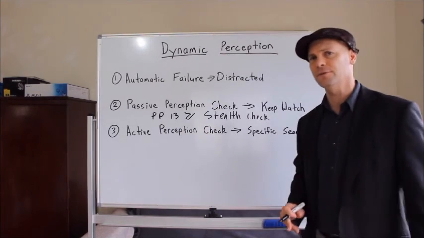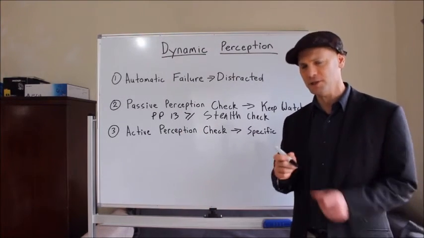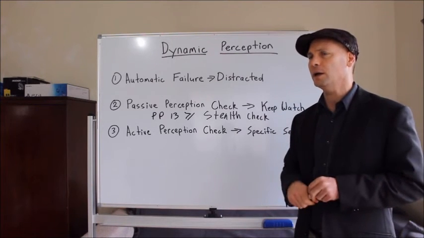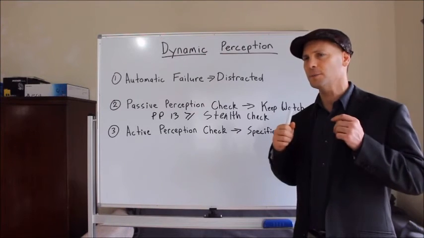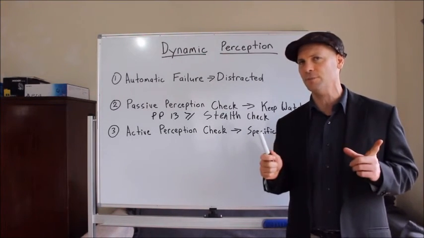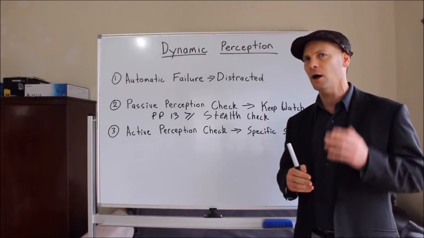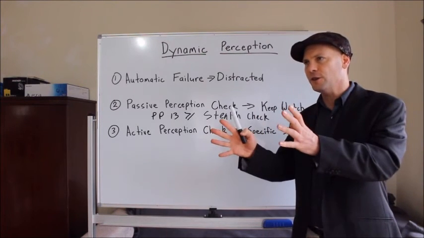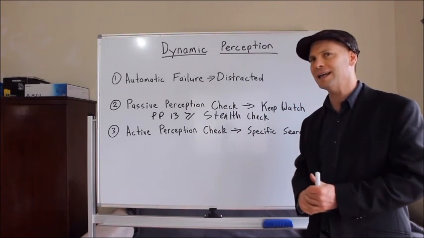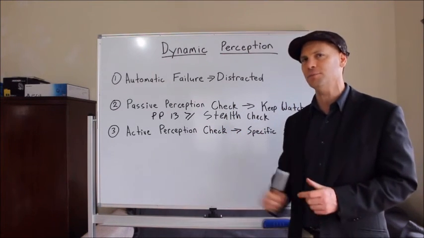Next is the active perception check. Now an active perception check is used primarily when your monster is specifically searching for something. They've noticed something, or your players say, I want to search that group of trees. I think there's something up there. Then you would ask them to make an active perception check.